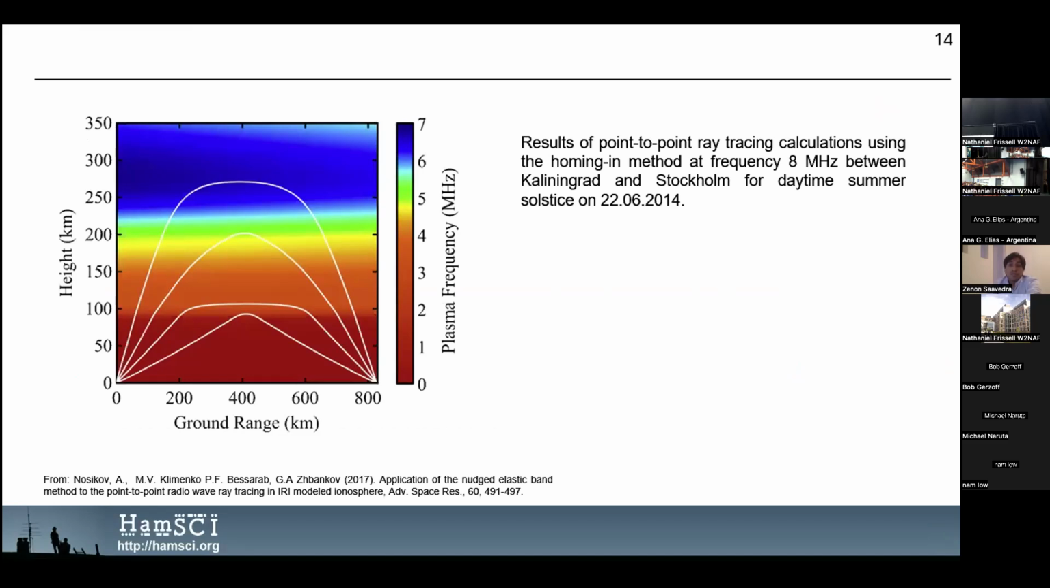We can make two types of analysis. The one consists in having a fixed radar and target. The target is here, and the radar is here. And with that, we use a homing procedure to analyze the signal frequency and the elevation angle that connect the radar to the target. In this case, we can see one, two, three, four possible propagation paths that are able to connect these two points.